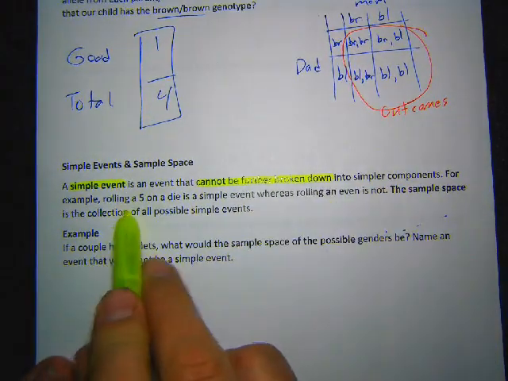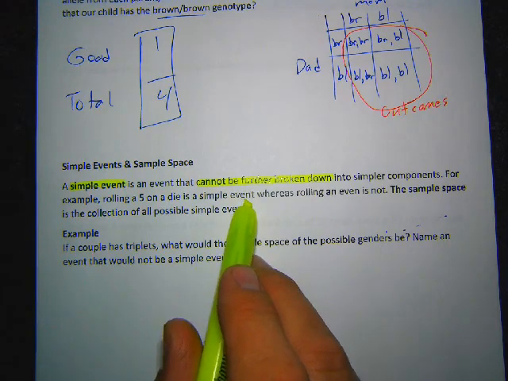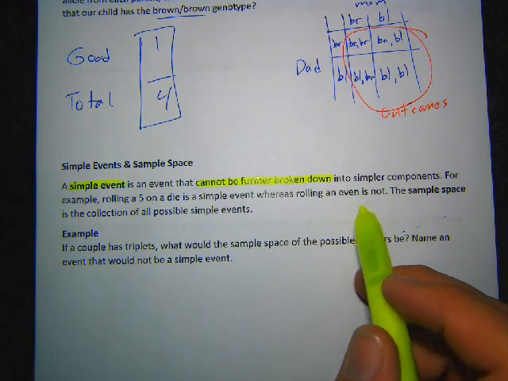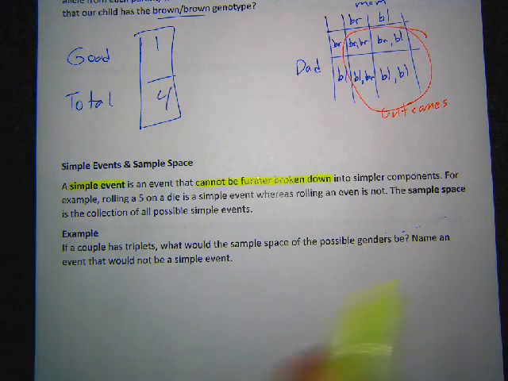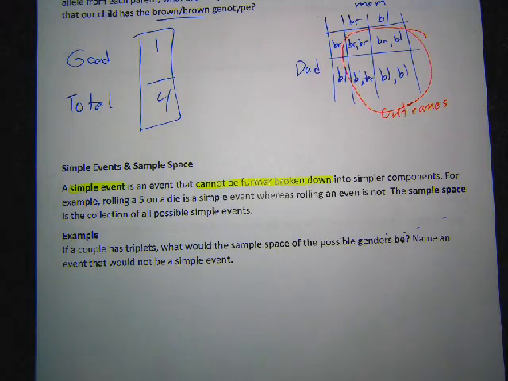So for example, rolling a 5 on a die is a simple event because there's only one option, a 5. Rolling an even is not, because even you could break into 2, 4, and 6. Those are all even. Those would be separate events. So there's 3 different ways you could break that down. So again, something that's so simple you just can't break it down any further.